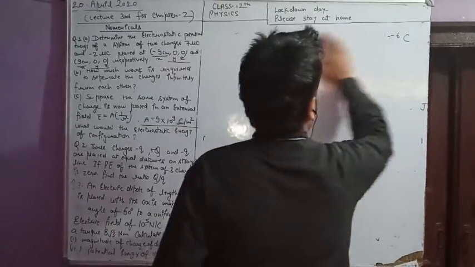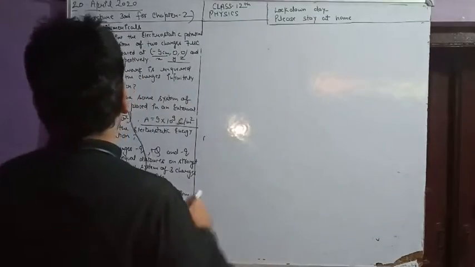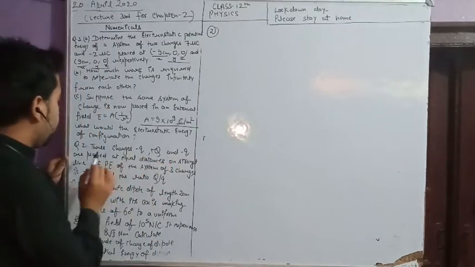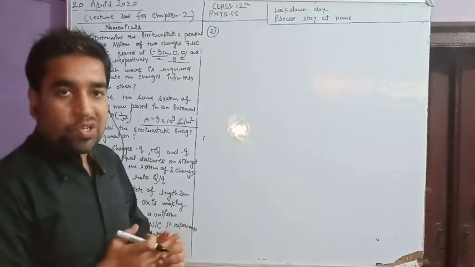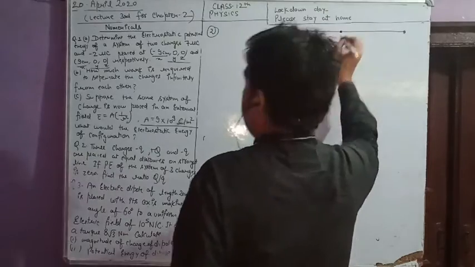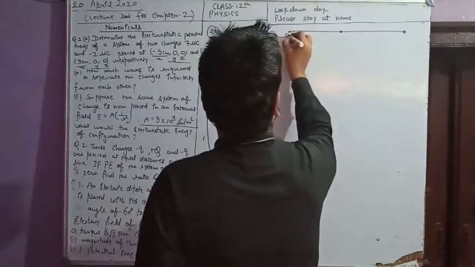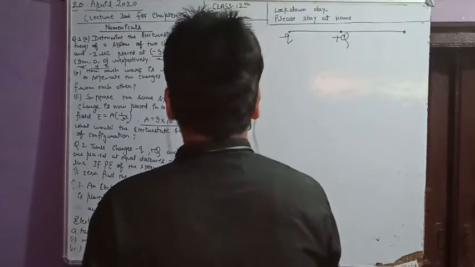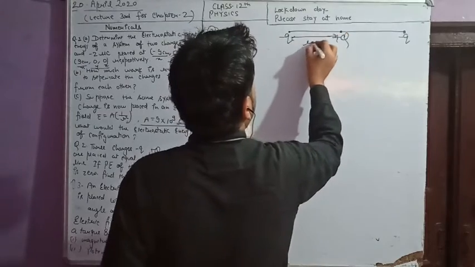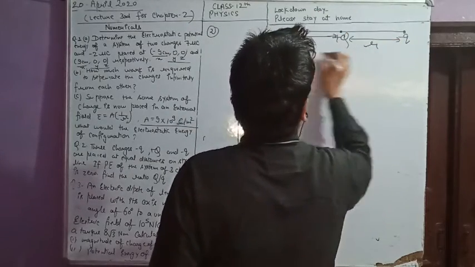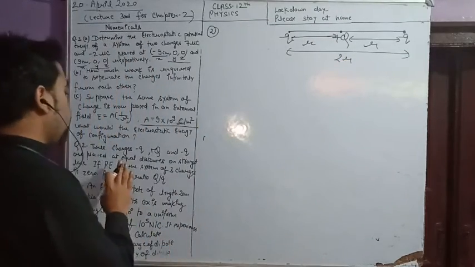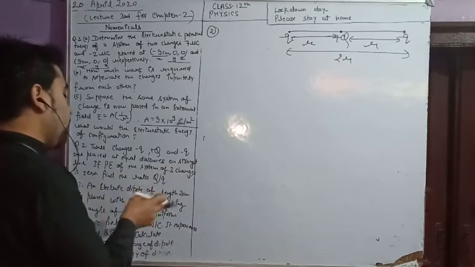So the second numerical is: three charges, minus q, plus q and minus q, are placed at equal distances. Firstly, visualize the figure. One charge is minus q, another charge plus q, and the third charge minus q, at equal distances. Consider this distance r, so this will also be r, and the total distance will be r plus r, that is 2r. So this is the distance over which the three charges are separated on a straight line.